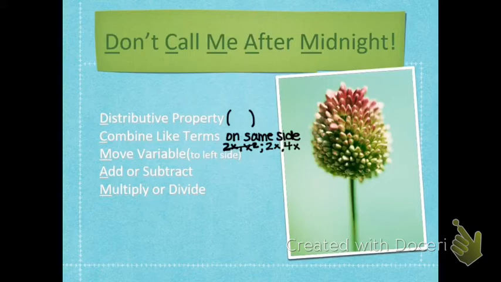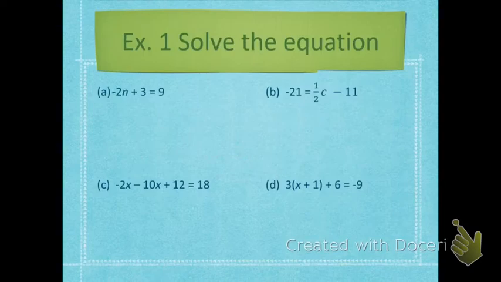And that leaves our very last step, the M in midnight. We multiply or divide. So if there's a number that needs to be moved away from the variable with multiplication or division, we're going to do that last. Now, as we work through these problems, and I've given you quite a few problems in the notes to work through, because I just want us to practice and keep using Don't Call Me After Midnight until it's ingrained in our brain. So let's look at example number 1, letter A.